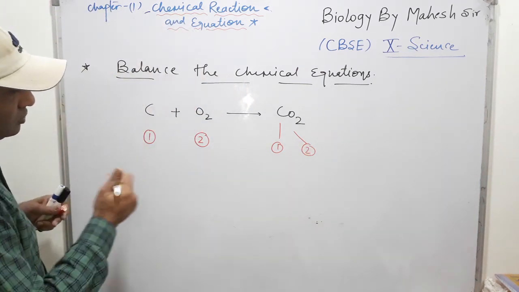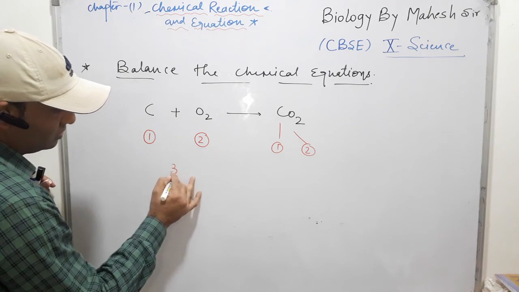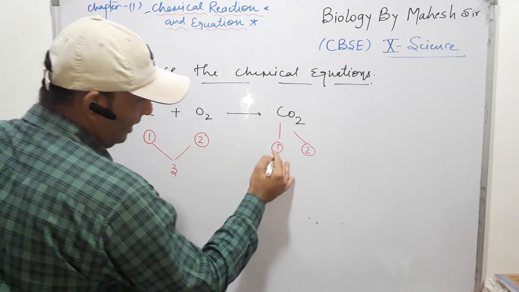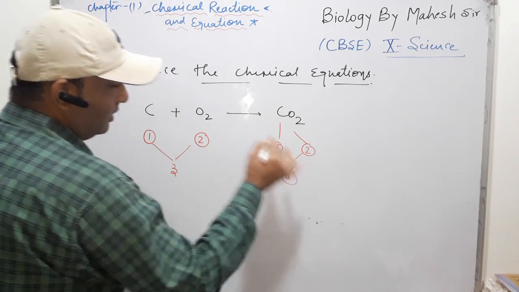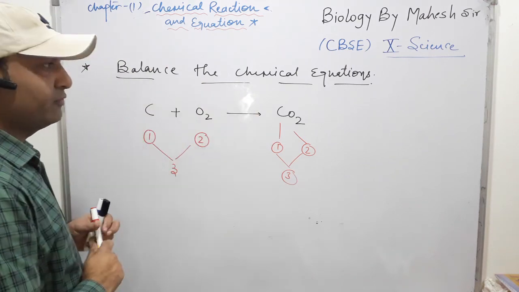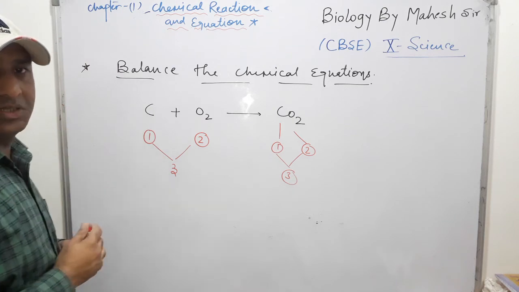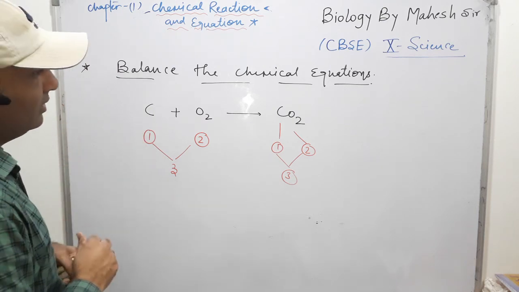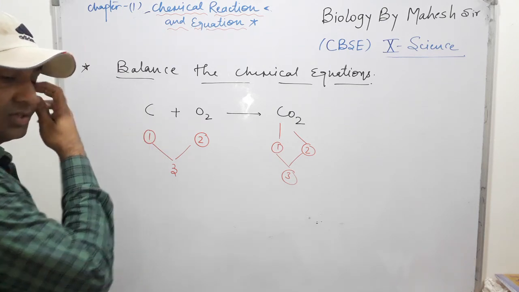There is no need to change the equation. The total number of molecules on the left is 3 and the total number of molecules on the right is 3. So all elements are in balanced form. So it is a balanced chemical equation. We can take another example, an imbalanced chemical equation.